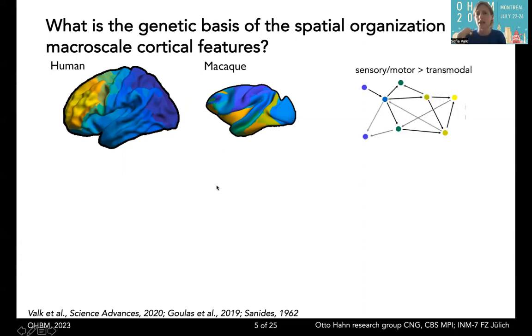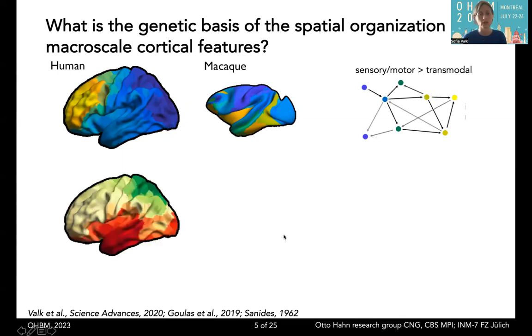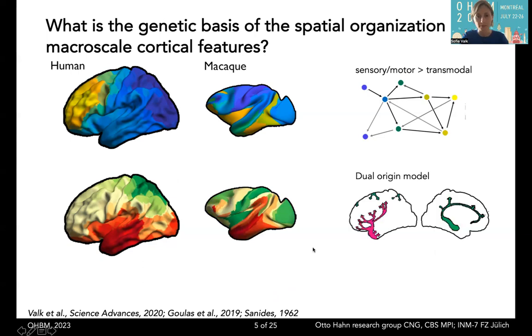So this axis actually represents a hierarchy or a differentiation between sensory motor regions versus more transmodal areas in association cortices. On the other hand, I also observed a second pattern going more from inferior to superior parts of the brain in terms of genetic correlation of regions and how they relate to each other. And this pattern was also observed in macaques.